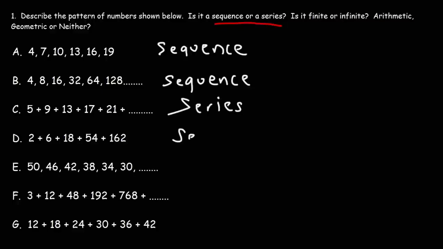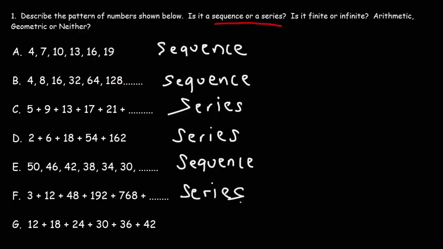D is also a series. E, that's a sequence. For F, we're adding numbers, so that's a series, and the same is true for G. So hopefully this example helps you to see the difference between a sequence and a series. Now, let's move on to the next topic.